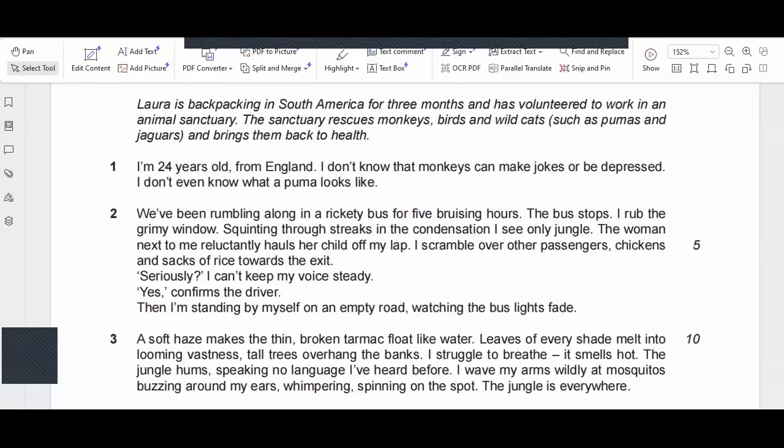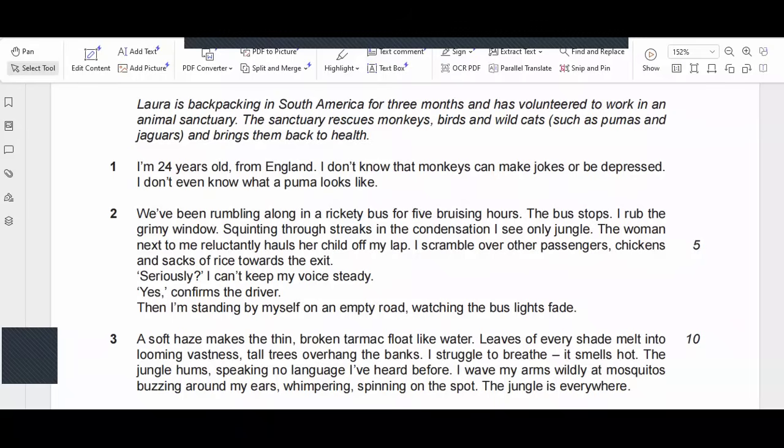So the reply that she received was in the affirmative, yes, and that was basically from the driver of the vehicle. Few moments later, she finds herself standing alone on a very deserted path, watching the lights of the vehicle, the bus, slowly, gradually disappearing into the distance. So, this is what is being stated in this paragraph number 2.